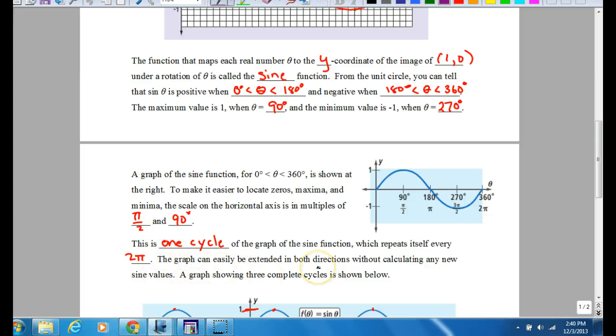The graph can be easily extended, so I can continue this on if I wanted to, like this, or I could go this way. Of course, that's not to scale, but you get the picture.